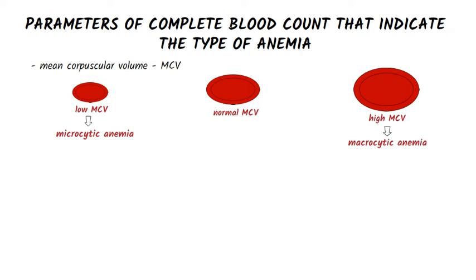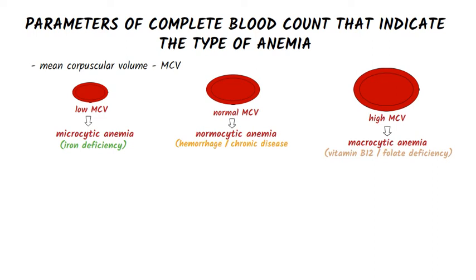Microcytic anemia is often caused by iron deficiency, and macrocytic anemia is often caused by a deficiency of vitamin B12 or folate. Even a normal MCV can indicate a type of anemia called normocytic anemia, which is often caused by hemorrhage or chronic diseases. Mean corpuscular hemoglobin is the average hemoglobin per red blood cell.